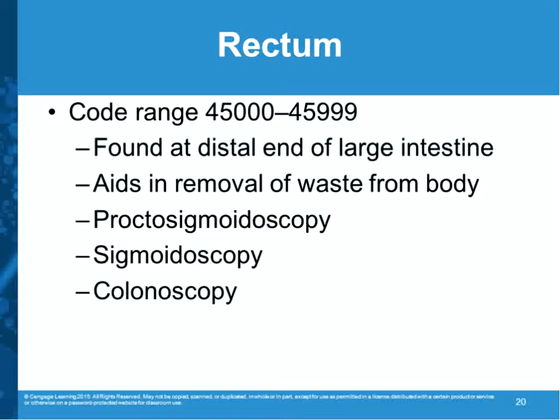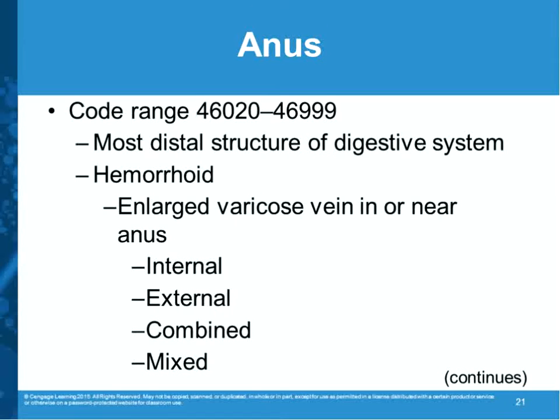And then you have two codes for other procedures. You got an anorectal exam. And then you got an unlisted procedure code, 45999. Alright, from your rectum, we go to the anus. We're getting close to the end, huh?